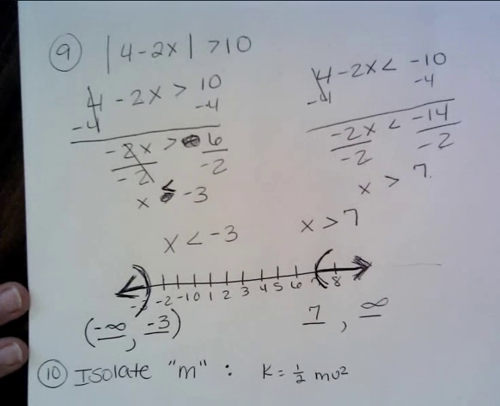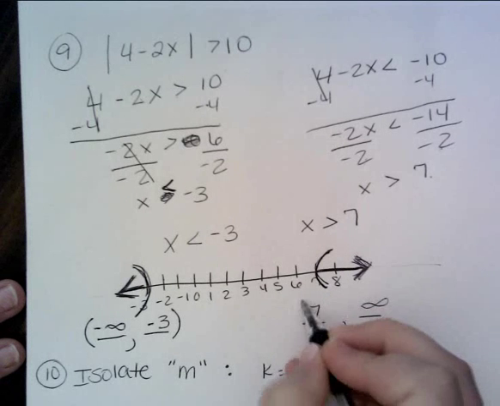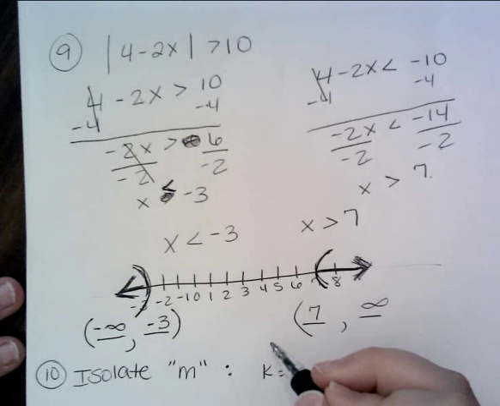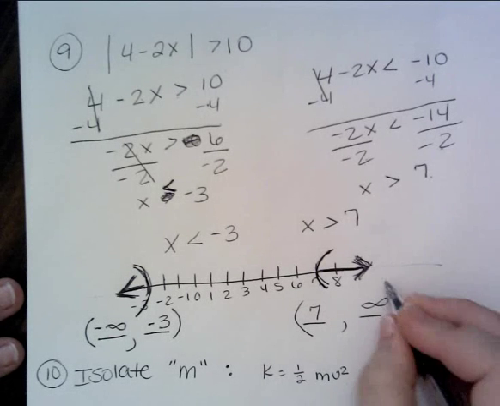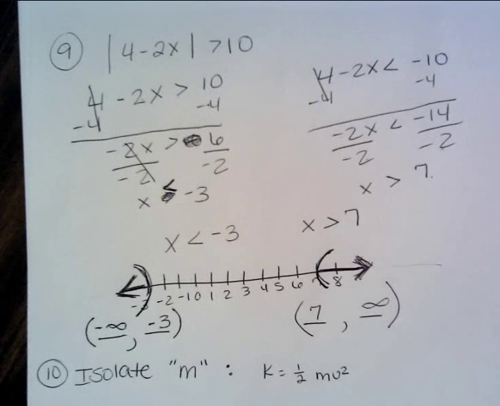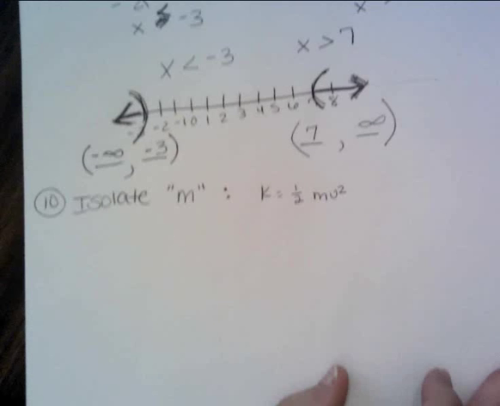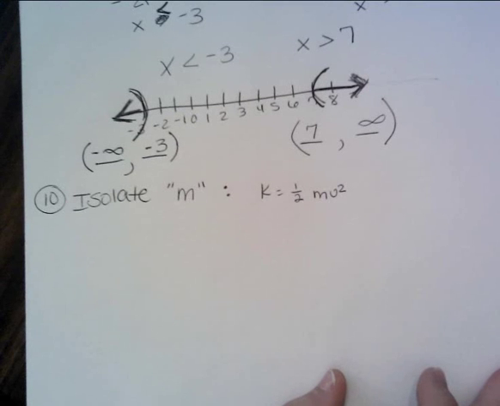All right, moving on to problem number 10. This one's very simple. They're just asking us to get the m by itself. That's all they want us to do. So the first thing I'm going to do is get rid of that 1/2. The only way to get rid of a 1/2 is to multiply that whole thing by a 2. And remember, what you do to one side, you have to do to the other side.